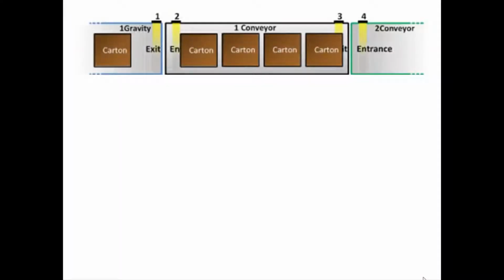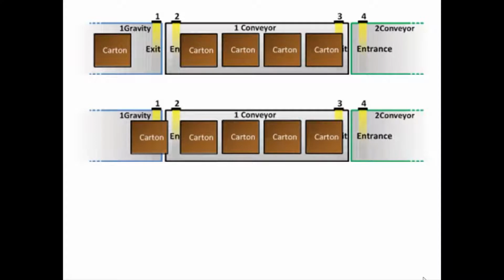Because one conveyor still only has 3 on it, it turns on and pulls the fourth carton onto one conveyor. As soon as the carton clears, one conveyor stops again. Here comes another one down the gravity conveyor. However, 2 conveyor is not on, so there's no place for these cartons to go. So at this point, it's stationary.